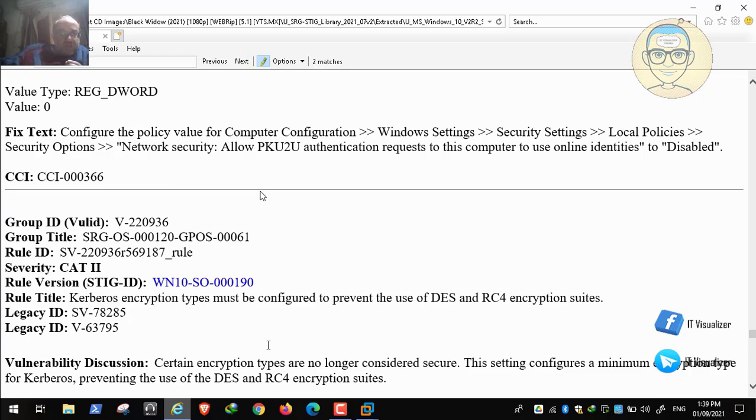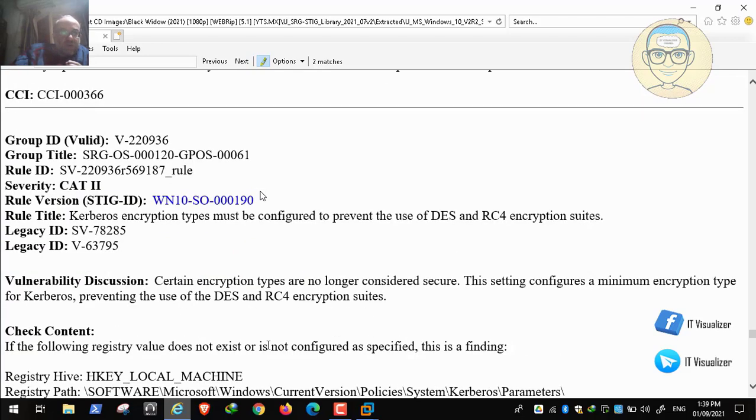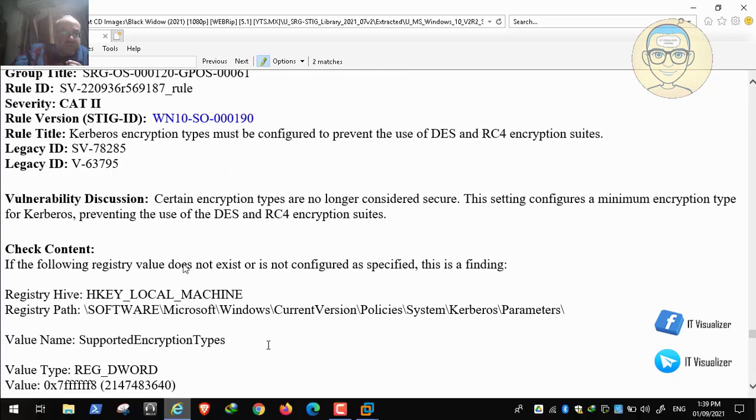Kerberos encryption must be configured to prevent the use of DES and RC4 encryption suites. As we said before, Kerberos is the main protocol that authenticates a user to the domain. So you will not be able to access the domain unless you are authenticated by the Kerberos protocol. Kerberos not only authenticates you as a user to access the domain, but it also encrypts the communication between you as a client and the domain. At least the authentication data sent between the client and the domain controller is encrypted by Kerberos.